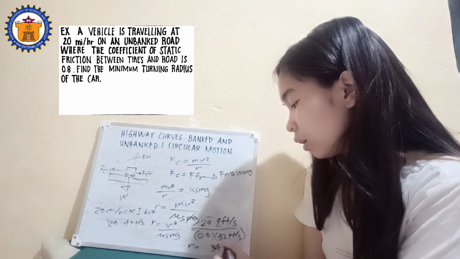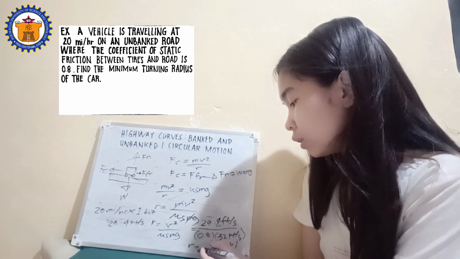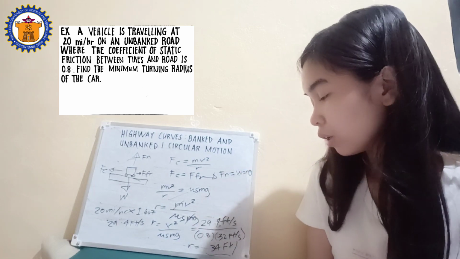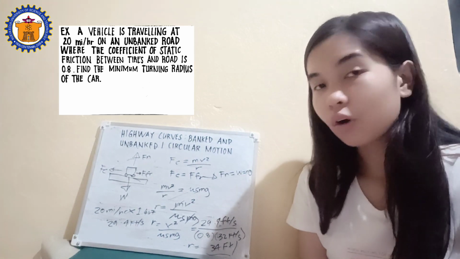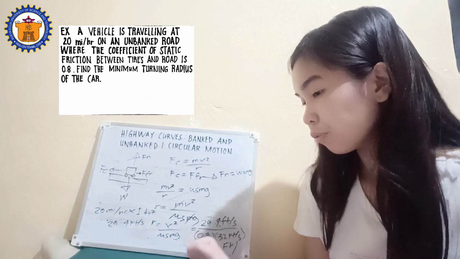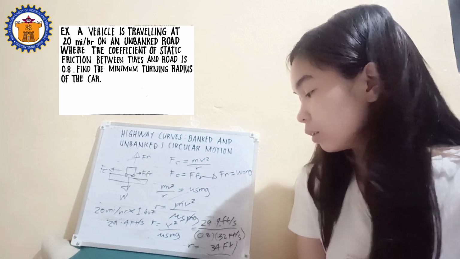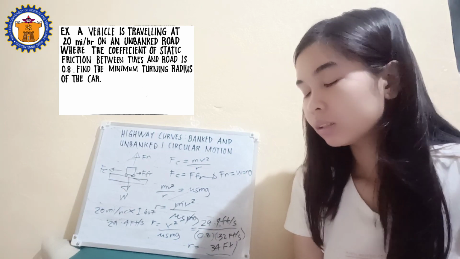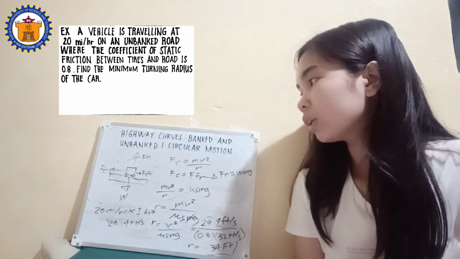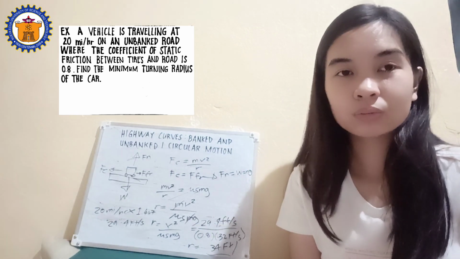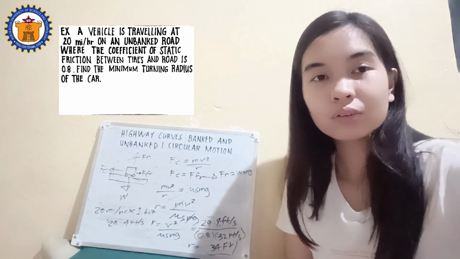34 feet. So, this is the minimum turning radius of the car, which is 34 feet, traveling at 20 miles per hour on an unbanked road. So, this is our example.